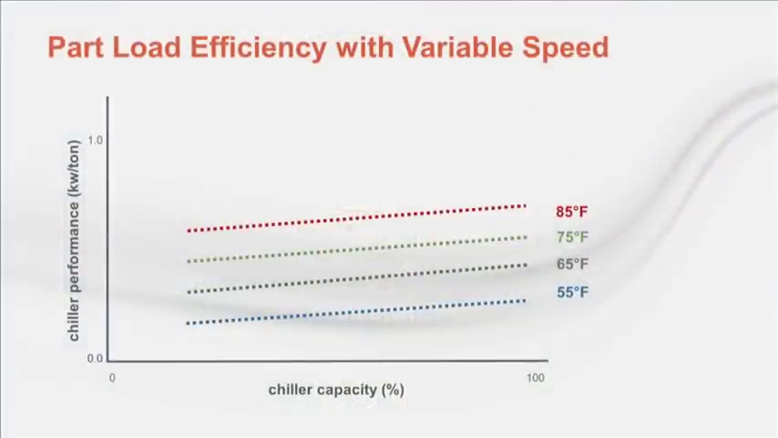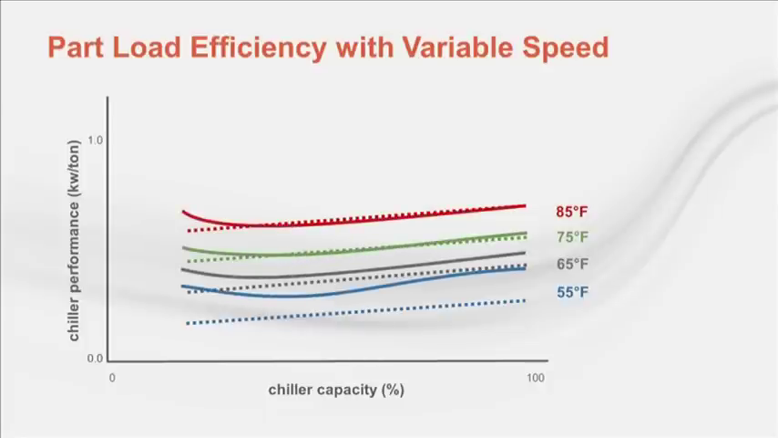One last time here, I'll display the ideal target performance as dotted lines representing various lift conditions, entering condenser water temperatures from 55 to 85 degrees Fahrenheit. And now the solid lines represent a rotary screw chiller unloaded with variable speed at the same varying entering condenser water temperatures. This now begs a comparison between fixed speed and variable speed.